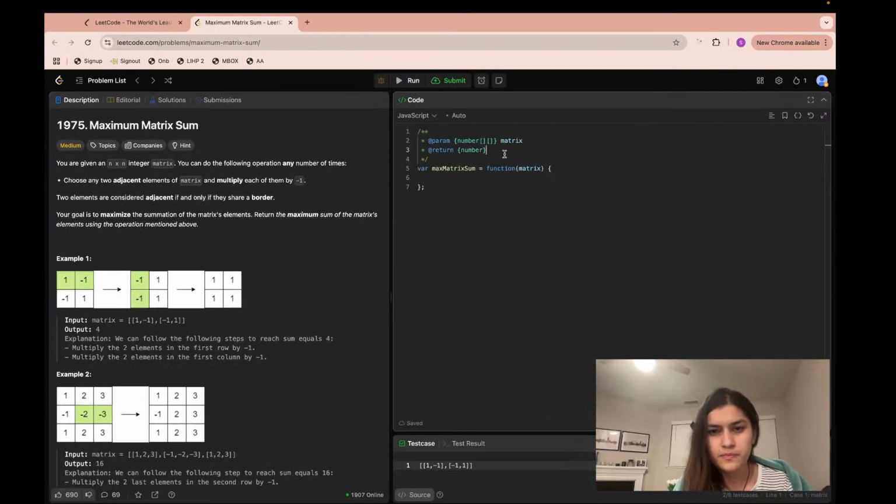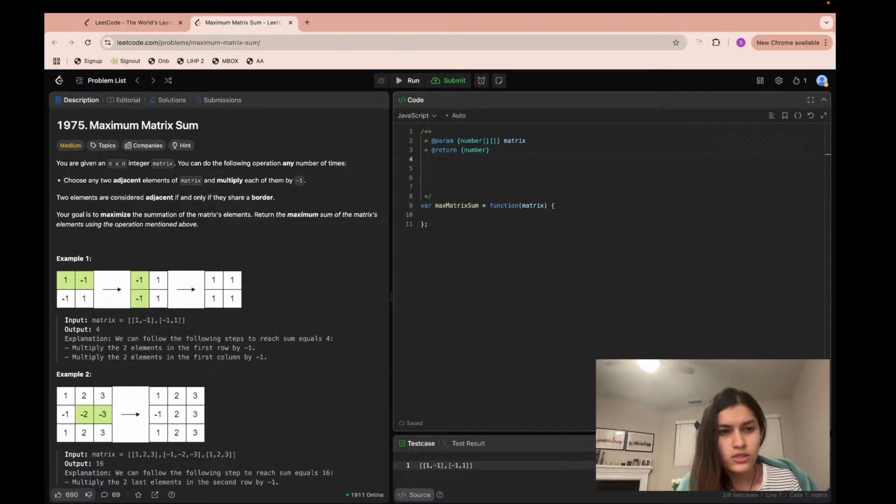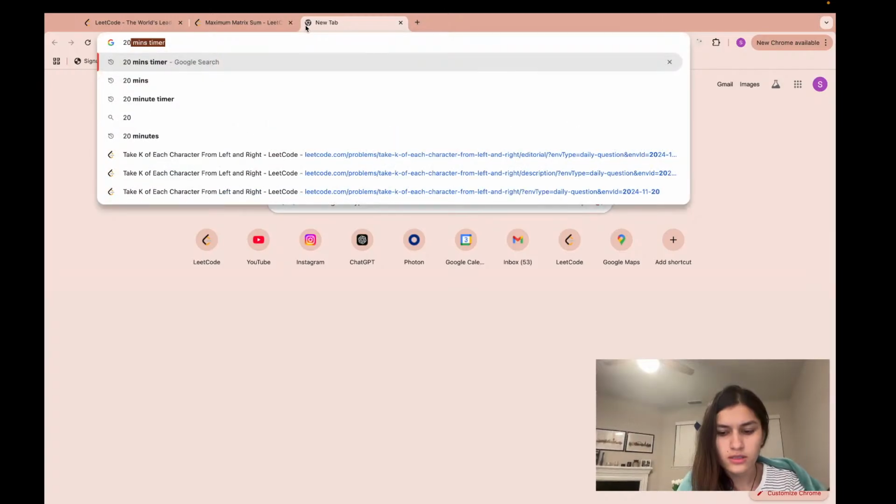Hi everyone. So let's do today's daily Giants question. The question is maximum matrix sum. Okay, what is the question? Let's read it. As usual, set a 20 minute timer.